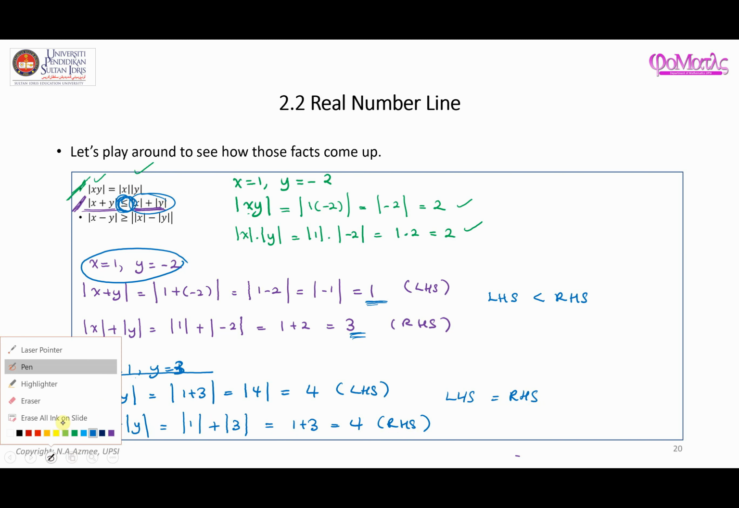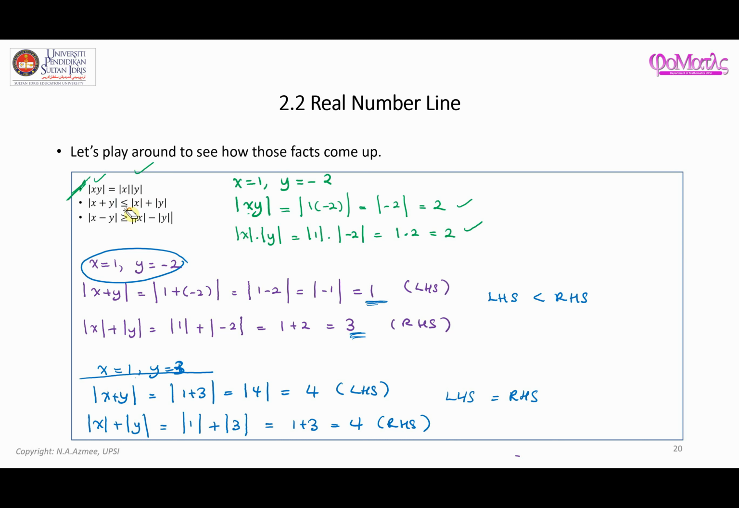Basically what I'm trying to say is that this second fact says the left hand side can at times be less than the right hand side, which has been demonstrated over here. We get the result 1 here that is less than 3, but it can also be equal to the right hand side, which is demonstrated in this example. The reason they become equal is usually when you have the same signs for the two numbers that you have chosen.